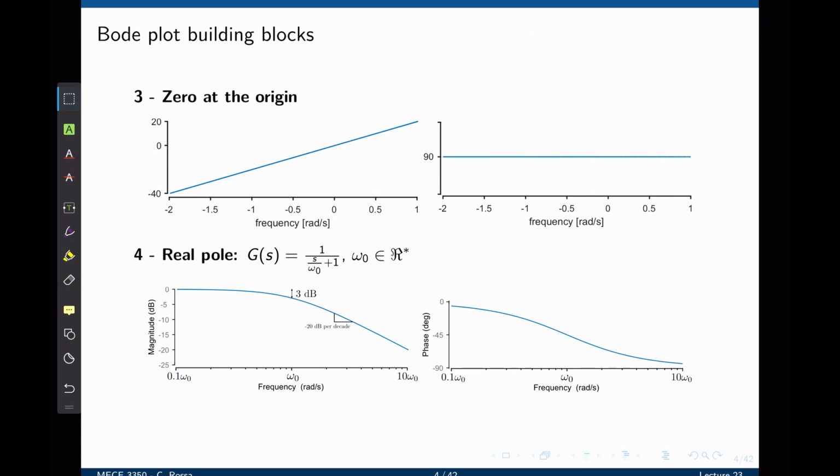The phase of the transfer function is also affected by the real pole. The phase up to the cutoff frequency is 0, and the phase past the cutoff frequency is negative 90 degrees. The phase passes at negative 45 degrees at the cutoff frequency.